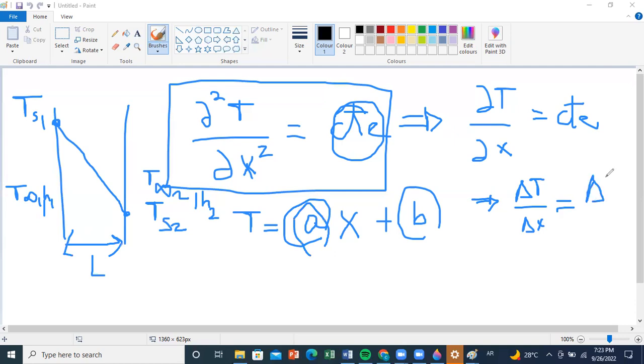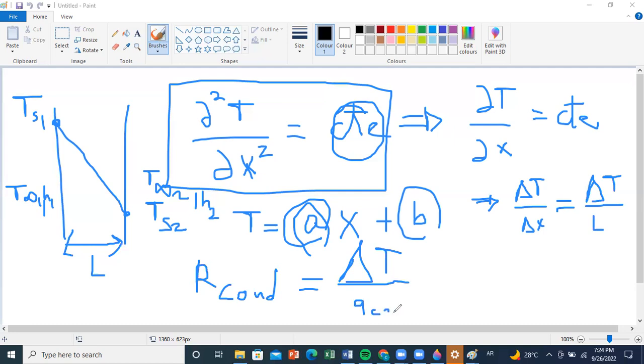And going back to the equation of the resistance, we know that the resistance of conduction is delta T over Q conduction. So now let us replace together. If we replace in this equation, we have that R conduction will be equal to delta T over, what was the expression of the conductive flux?